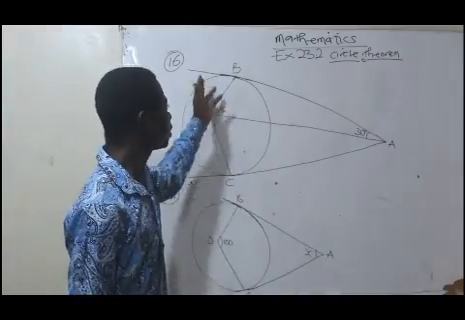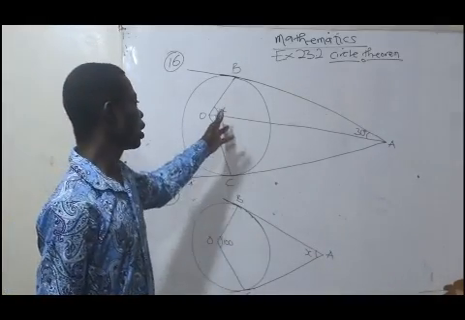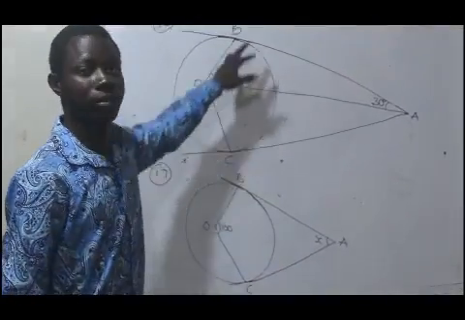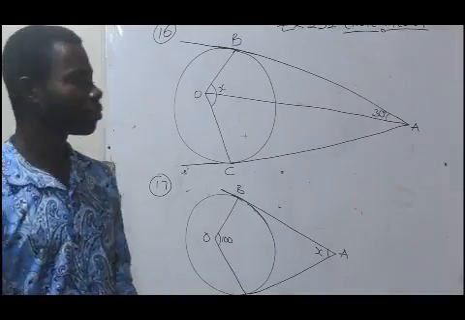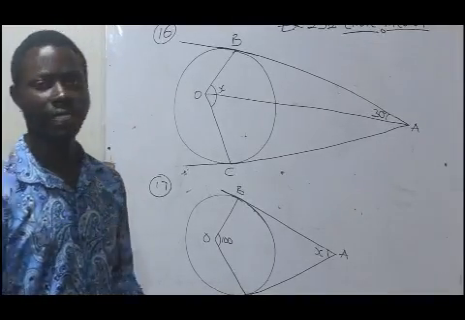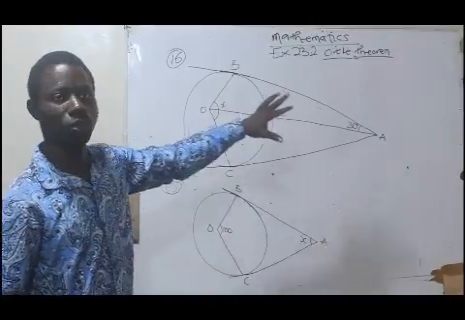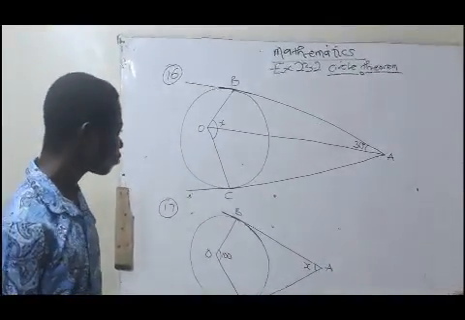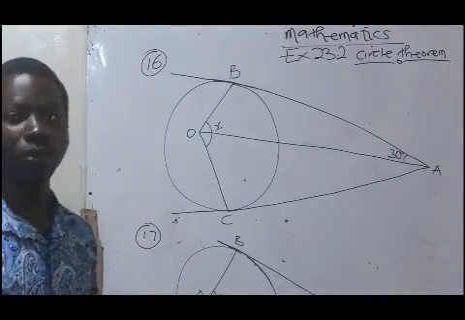Okay, so question 16. We are on question 16, and we are being told to find x, which is this angle, the whole of this angle. That is angle BOC. Now, how are we going to get it? Let us try examining this diagram and see what conclusions we can draw. So, looking at this, what conclusions can we draw?